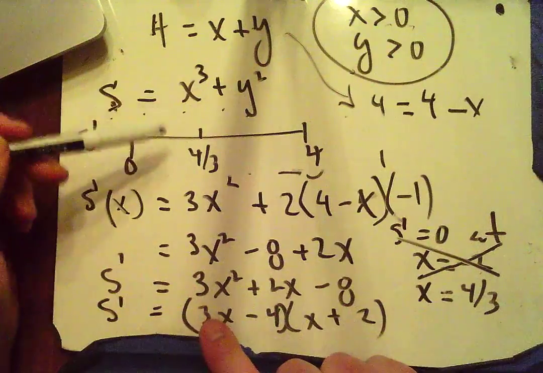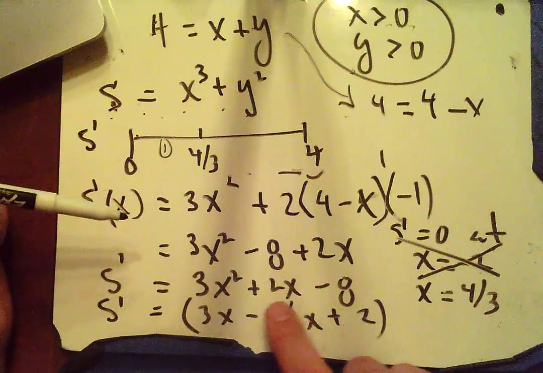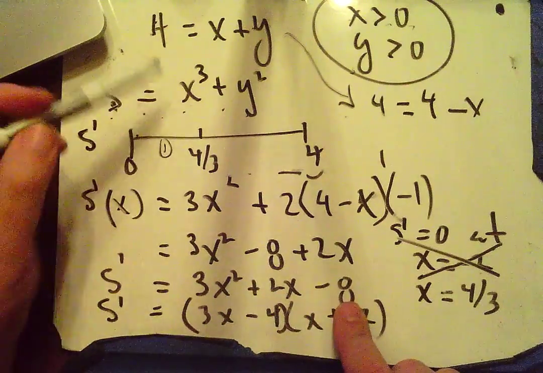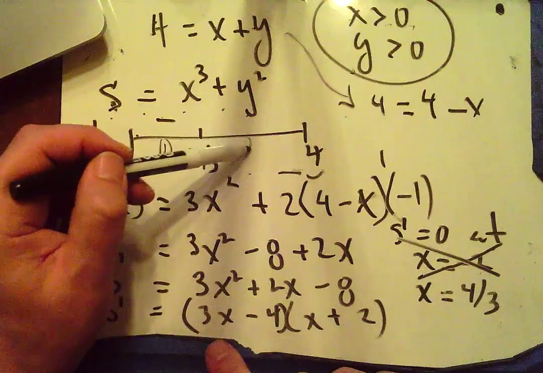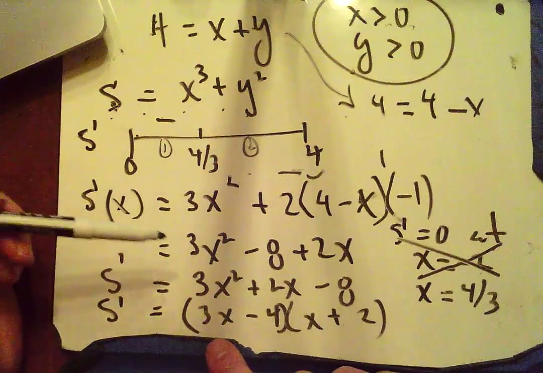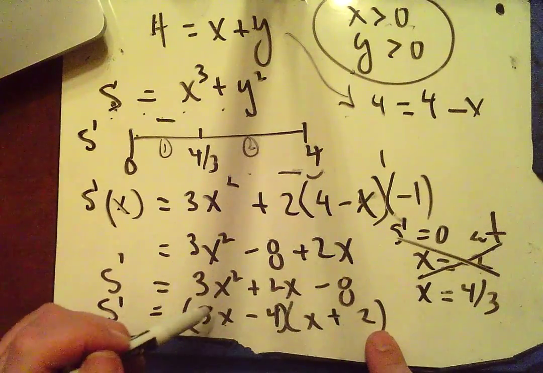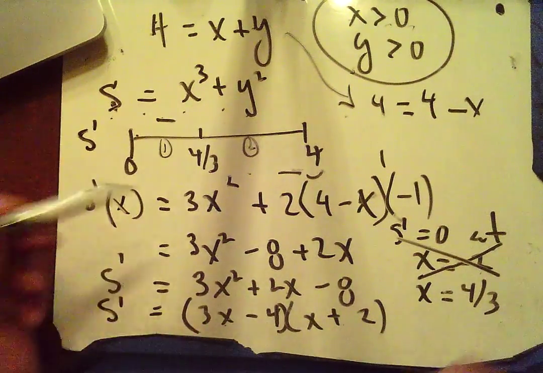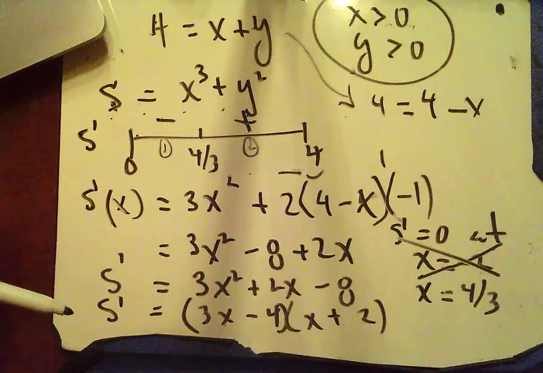So if I come down here to s prime and I plug in a test value of 1, I'm going to have 3 plus 2 is 5 minus 8 is negative. And if I plug in a number bigger than 4/3, like 2, I'm going to say 6 minus 4 is 2, 2 plus 2 is 4, and so 2 times 4, that's positive. And so I do get a minimum when x equals 4/3.